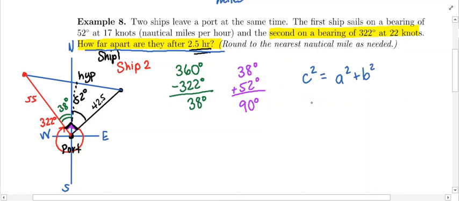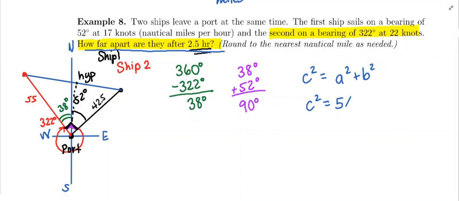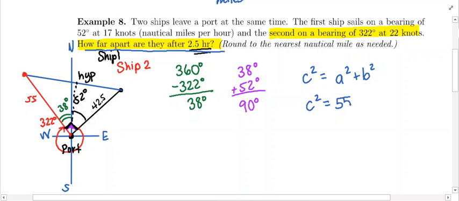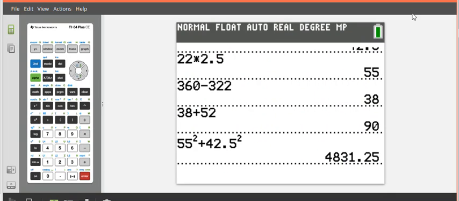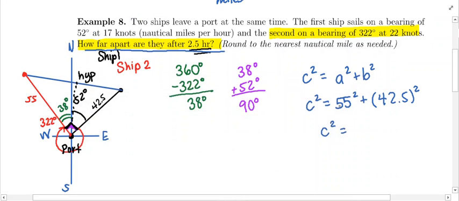We're looking for c squared here. We're going to pop in an a value. It doesn't matter which side it is. So we'll go ahead and say this is 55 squared plus the b value, the other side, which is 42.5 squared. We'll go put this in the calculator. To get c squared, this is going to be 55 squared plus 42.5 squared. So here is c squared. That's 4,831.25, I believe.